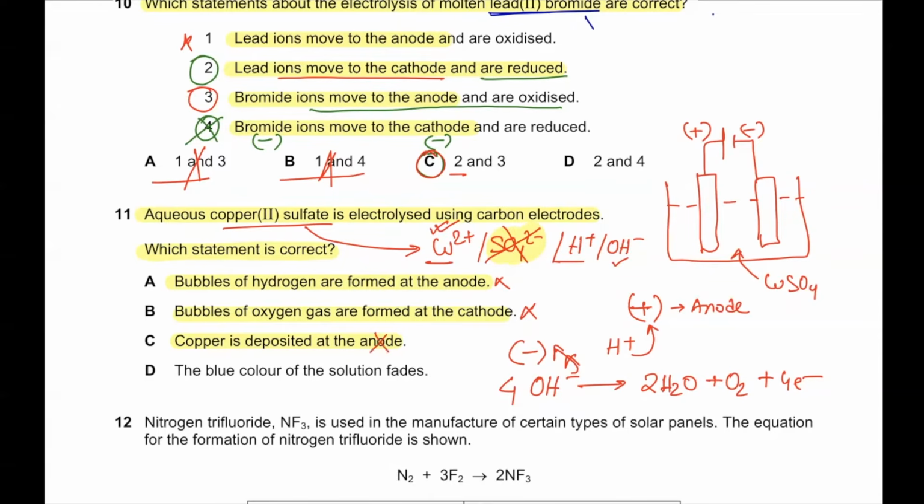Now the next statement says the blue color of the solution fades. Now guys, this is true because the copper in the solution, which is responsible for the blue color, accepts 2 electrons and goes to the cathode and gets deposited as copper metal. The color will eventually fade. So D is the correct statement.